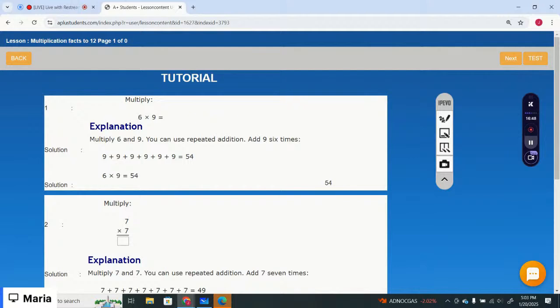Multiply 6 times 9. So 6 times 9 is 54. So basically multiplication is same as repeated addition. Either you add 6 nine times or you add 9 six times. That is 54. So you have to keep the multiplication tables in your mind.